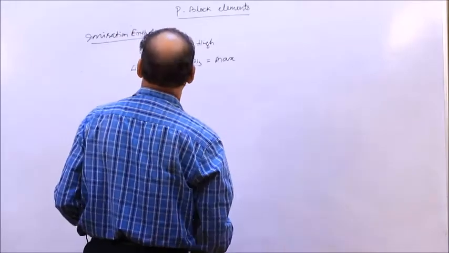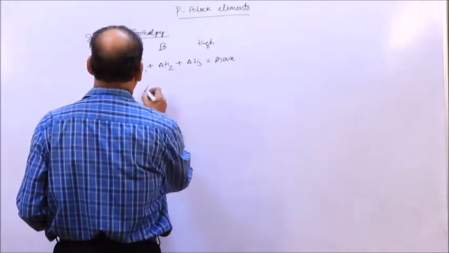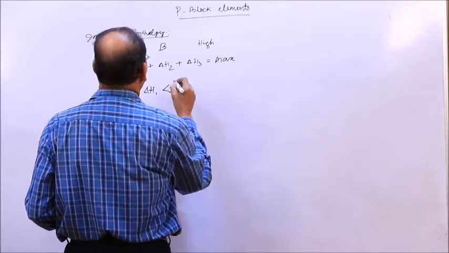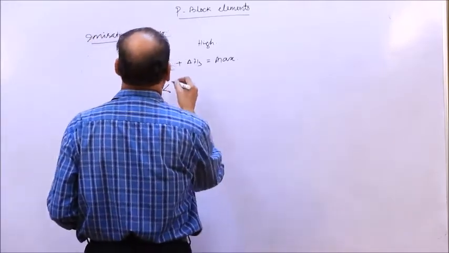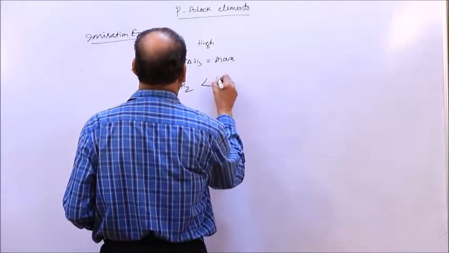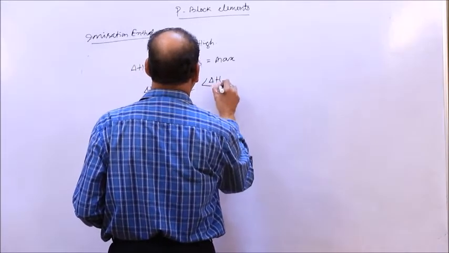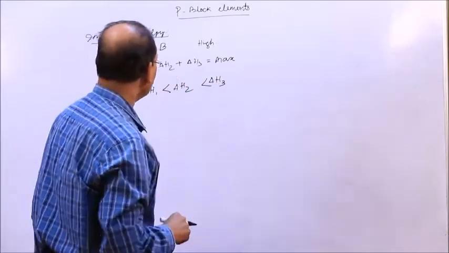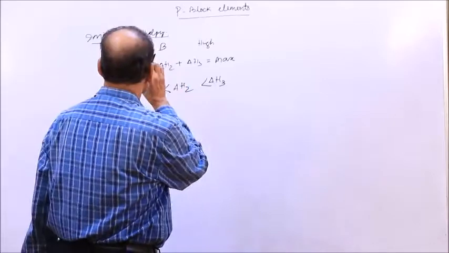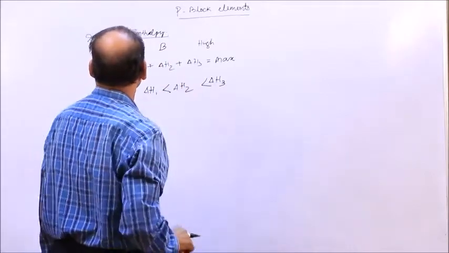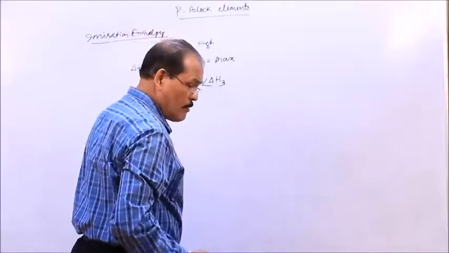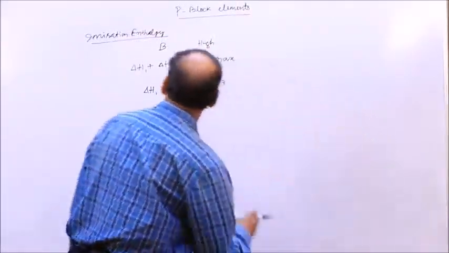The ionization energy delta H1 is minimum, then delta H2 is more than that, and delta H3 is maximum in this case. That means the sum of all the ionization enthalpies will give the maximum in the boron element.